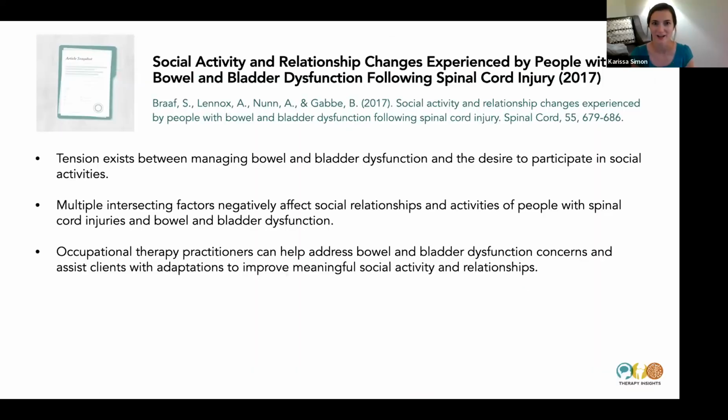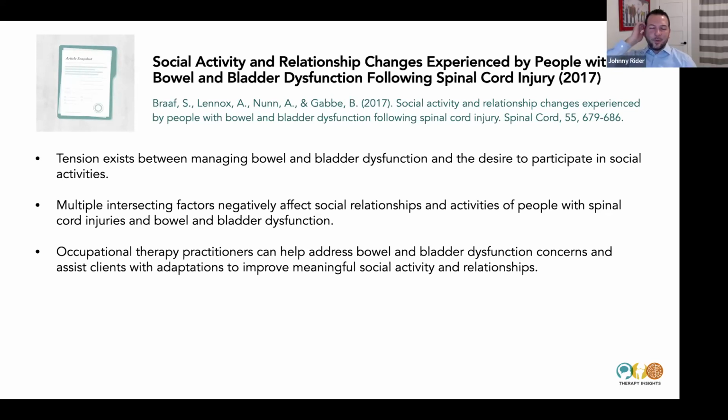Great. And now we have another article snapshot that is related to the resource we just discussed, again, tying it together for everyone. This is called Social Activity and Relationship Changes Experienced by People with Bowel and Bladder Dysfunction Following Spinal Cord Injury. Johnny, can you tell us about this article?